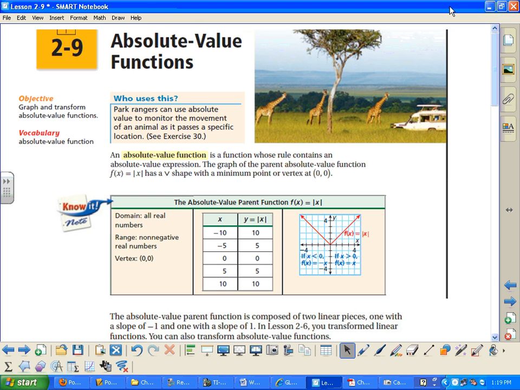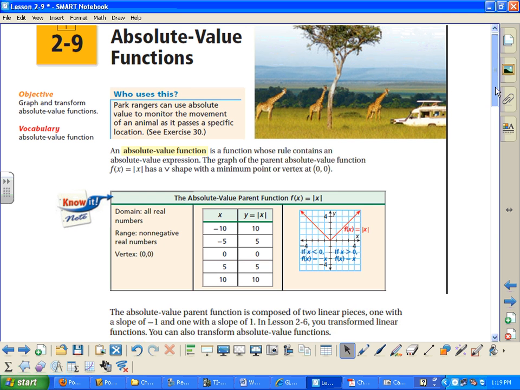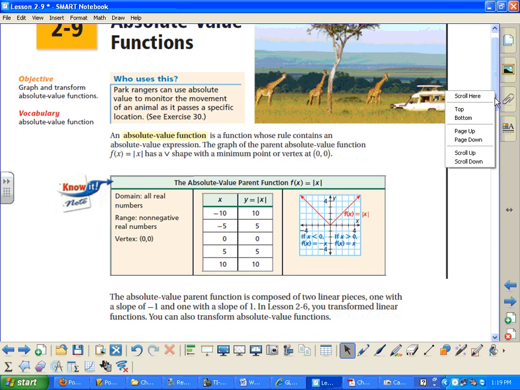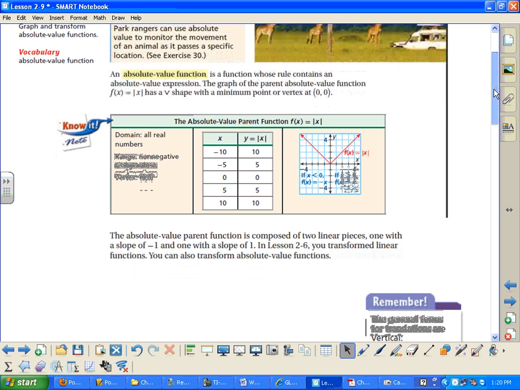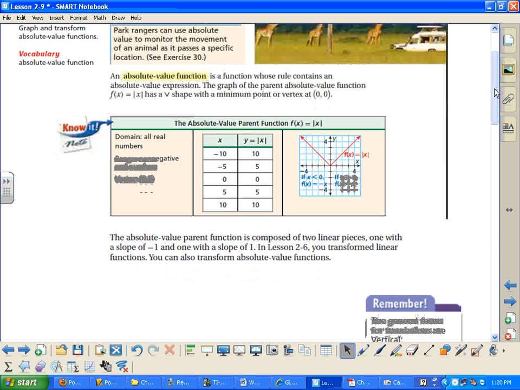All right, so today we're going to do transformations of absolute value functions. Here we show the graph of the absolute value function, the parent function f of x equals the absolute value of x. Notice that all the y values are positive. Remember that when we take the absolute value of a number, we get a positive number.